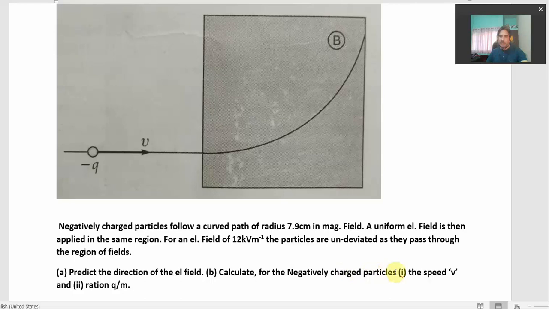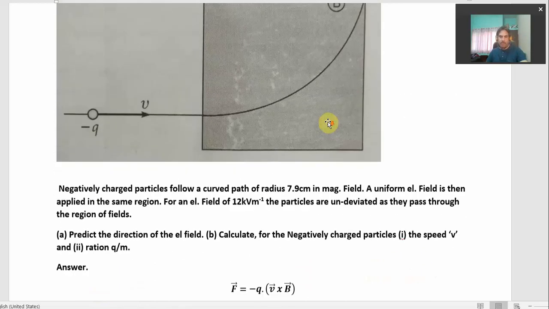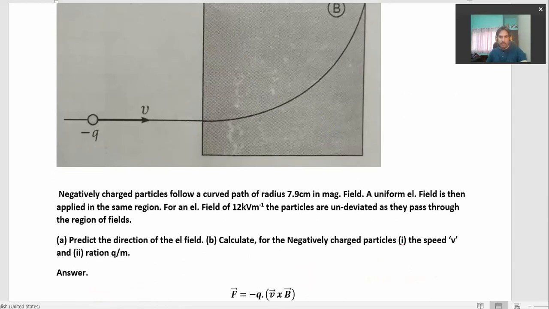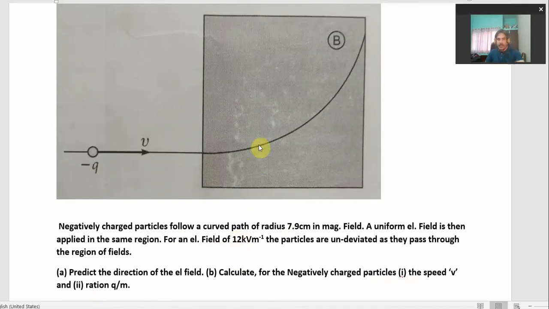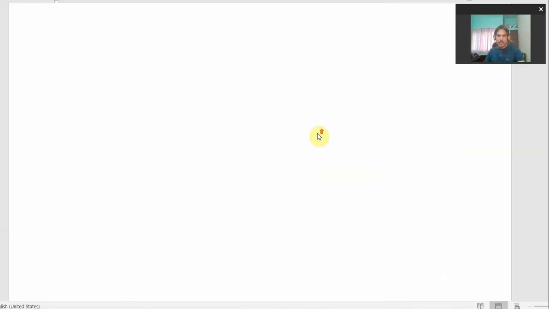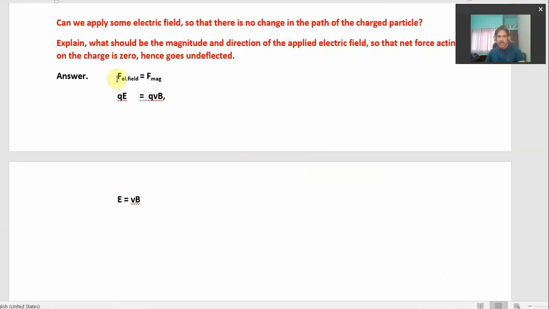Calculate for the negatively charged particle the speed v and the ratio q upon m. So we have to calculate the speed of this charged particle. For this, as we have discussed earlier, the electric force will balance the magnetic Lorentz force. So we extend the same discussion here. We see that the force exerted by the electric field will be equal to the magnetic Lorentz force, and in direction of course it will be opposite.